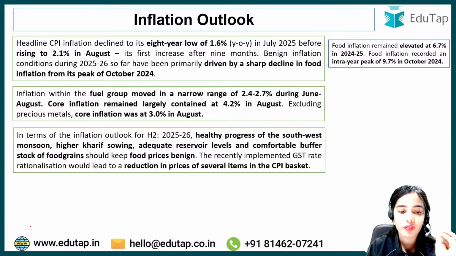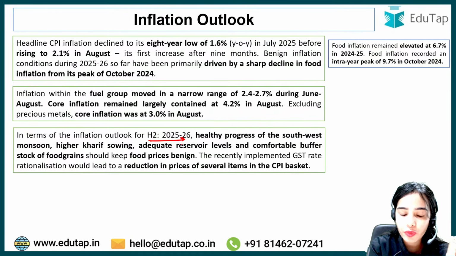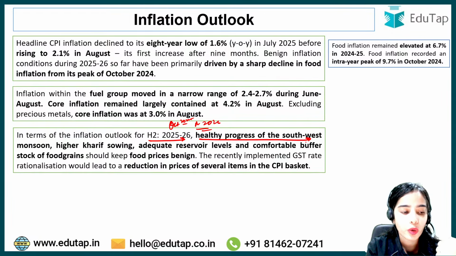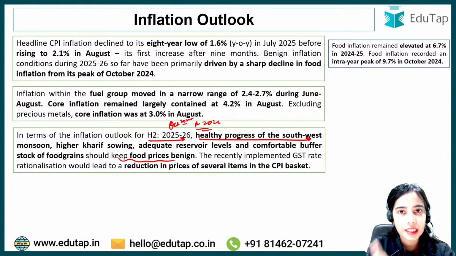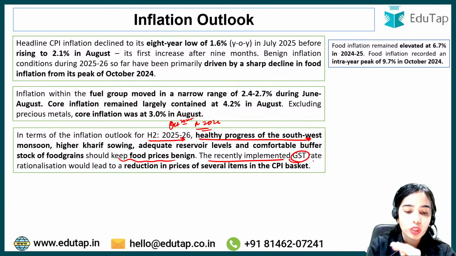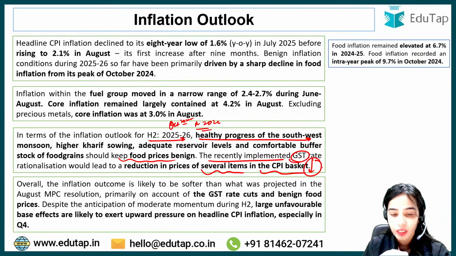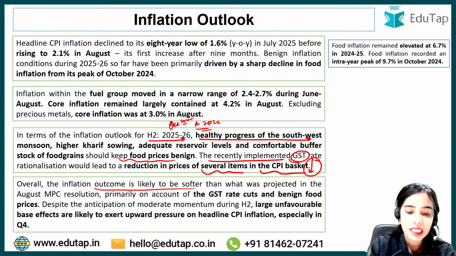Next is the inflation outlook for the second half of 2025-26, from October 2025 till March 2026. Healthy progress of the southwest monsoon, higher kharif sowing, adequate reservoir levels and comfortable buffer stock of food grains will keep the food inflation low. The recently implemented GST rate cuts will also reduce the prices of several items in the consumer price index basket. Overall, the inflation outcome is likely to be softer.